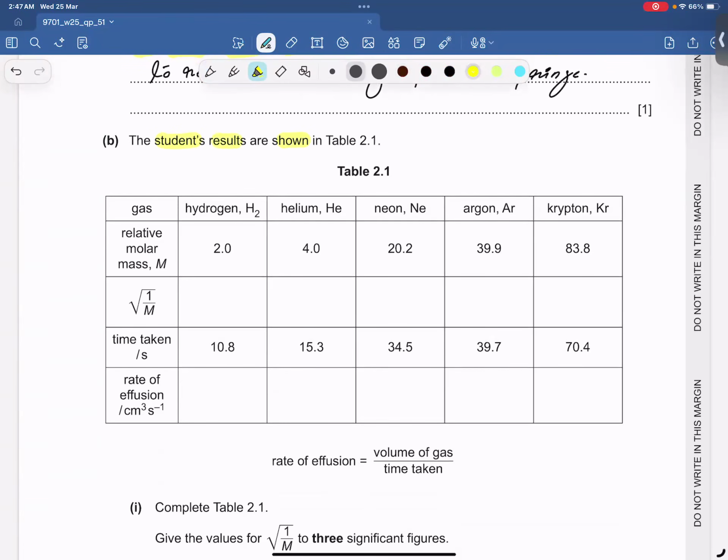The students' results are shown in table 2.1. The molar mass of a few gases is given, so we need to determine the square root of 1 upon M. 1 divided by the square root of 2 is 0.707. Then the square root of 1 upon 4 is going to be 0.5. And obviously it has to be 0 because of this reading. Then the square root of 1 divided by 20.2 is 0.22249, so I'm going to write 0.222.